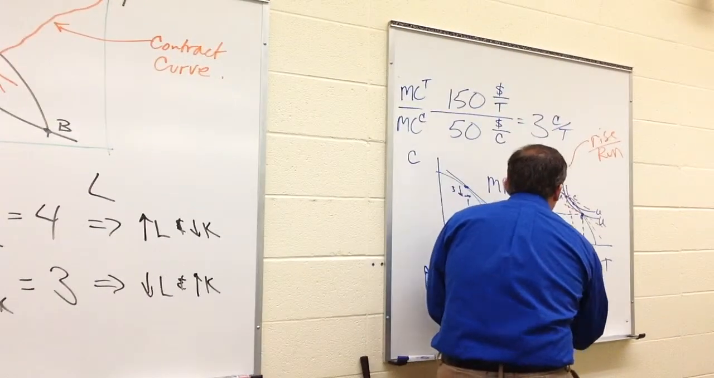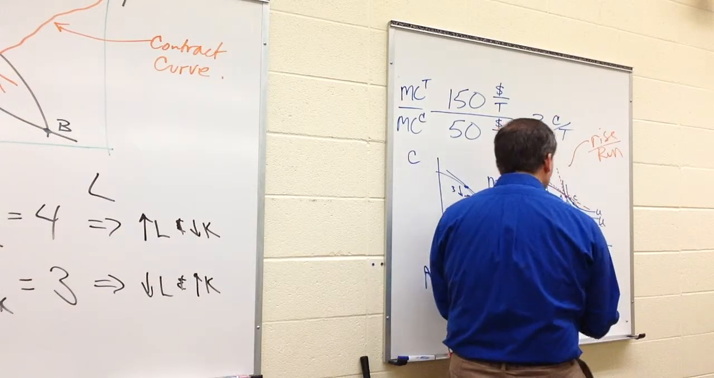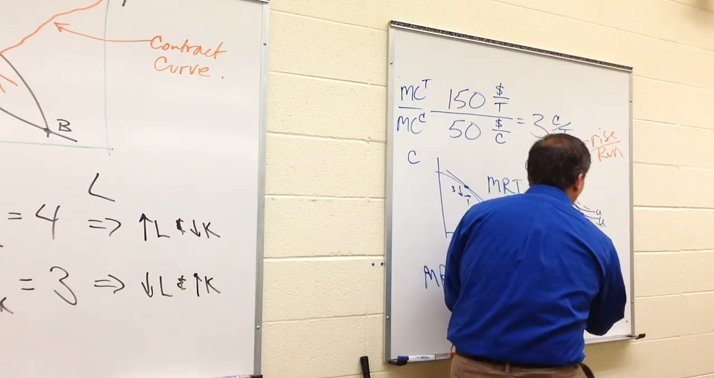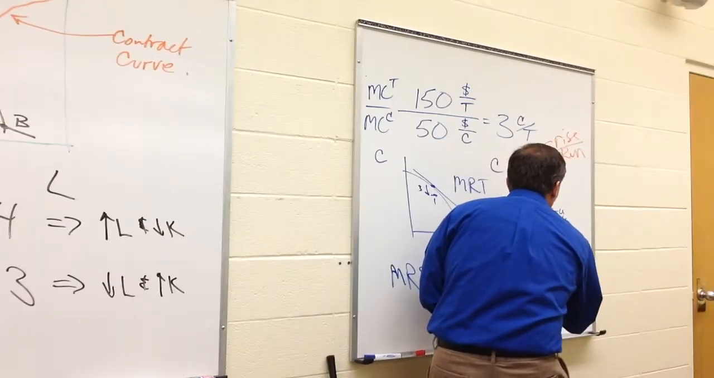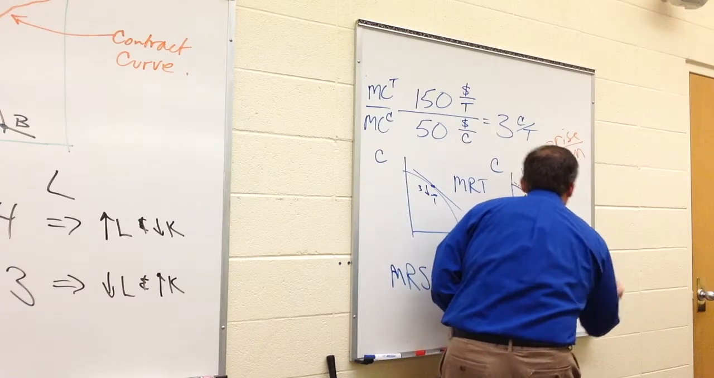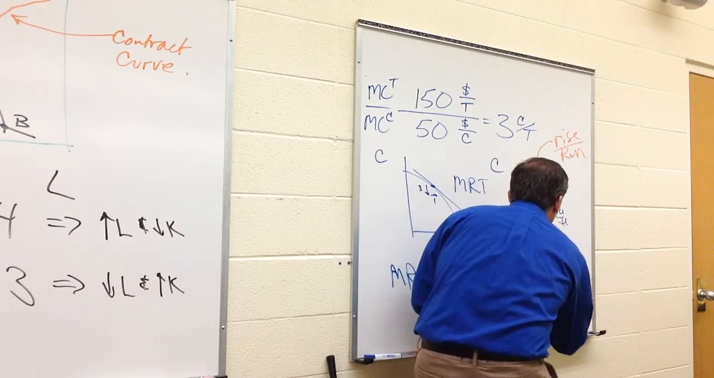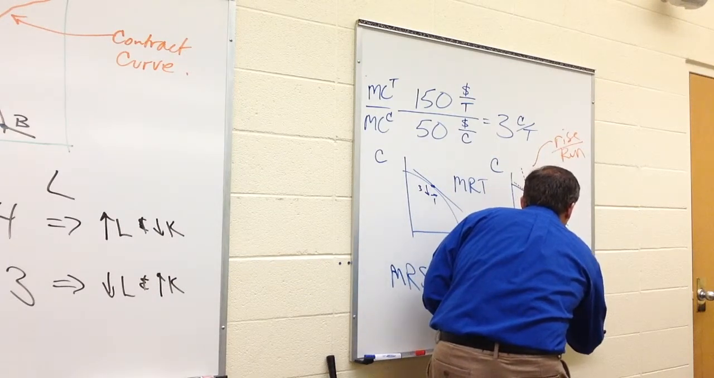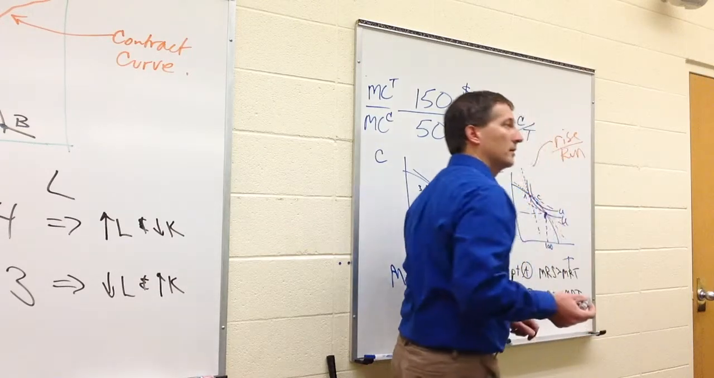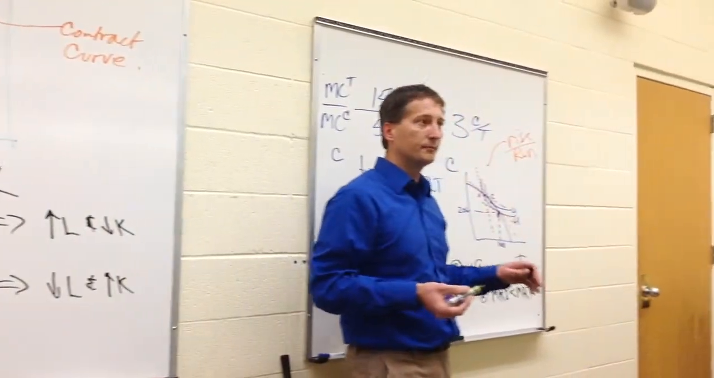So the marginal rate of substitution at point A, maybe this is worth putting down. At point A, the marginal rate of substitution is greater than the marginal rate of transformation. At point B, the marginal rate of substitution was less than the marginal rate of transformation, which told you the direction to head.